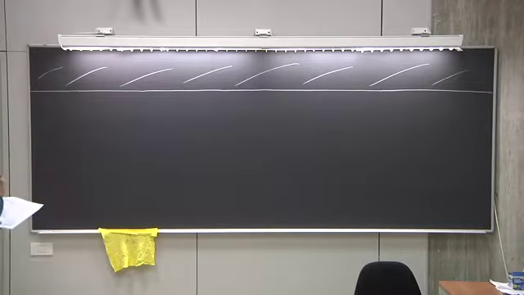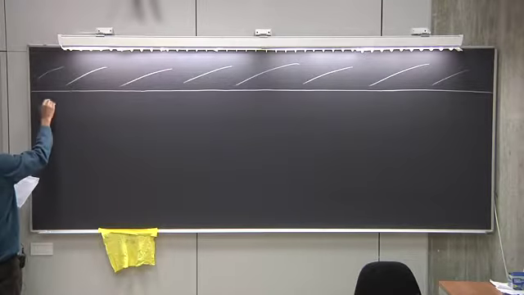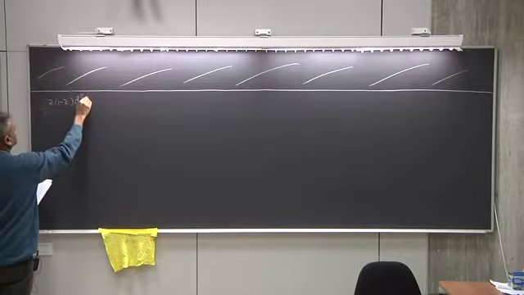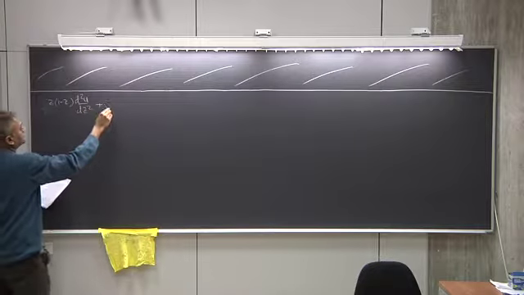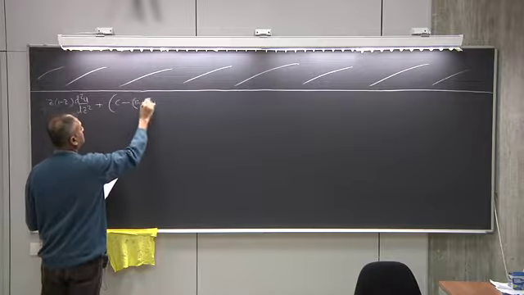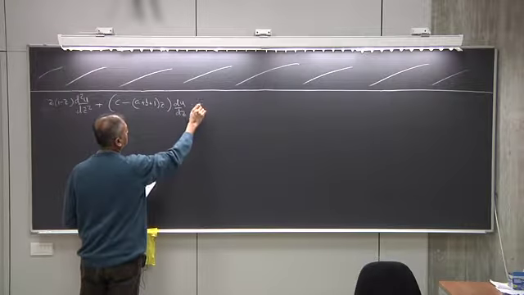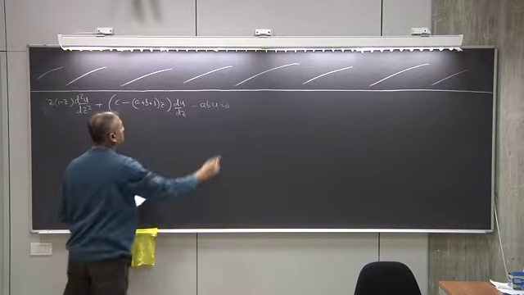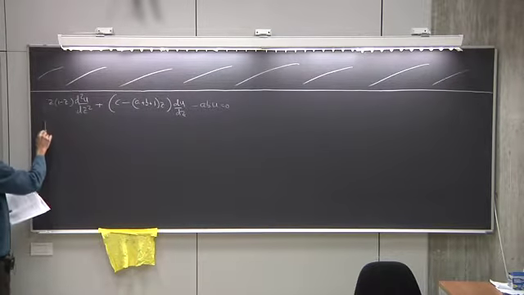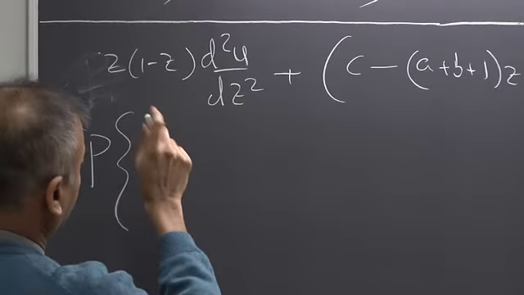Okay, so last time, just to remind you, we were looking at this differential equation, z times (1 minus z) d2u/dz2 plus (c minus z) du/dz, then minus ab u equal to 0. And the general solution of this we represented by the Riemann P symbol, which had all the basic information.